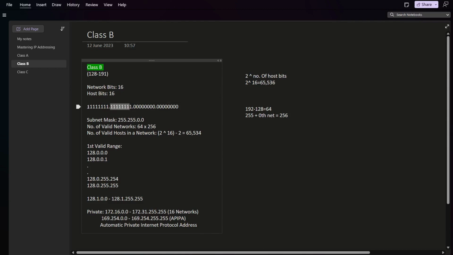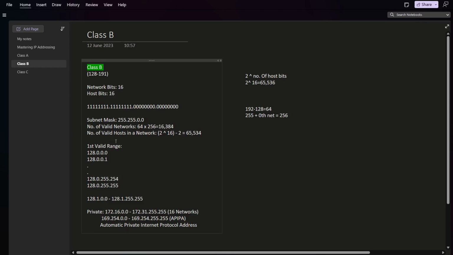How? Because we are also going to start from 0, right? The number will start from 128, but we can also keep the 0 here and assign the hosts, like this: 128.0.0.1. This 0 is a network bit, so we also have to consider the zeroth network. 256 is 255 networks plus the zeroth network. So this is the total number of networks we can have in class B, which is 16384, right?